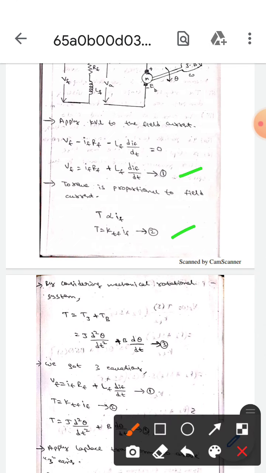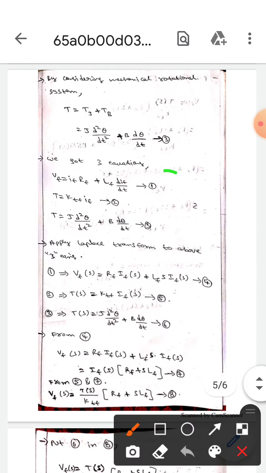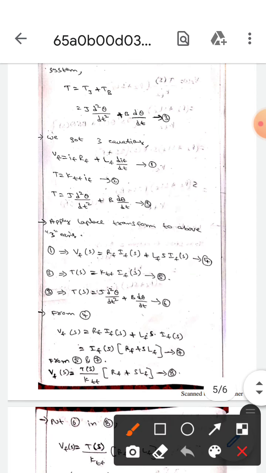From these three equations, we will apply the Laplace transform. We wrote here the above three equations, and we will apply the Laplace transform to them. If you apply the Laplace transform to the first equation, then we will get Vf of s equals Rf into If of s plus Lf into s into If of s. That will be equation 4. Whereas in equation 2, if you apply the Laplace transform, then we will get T of s equals KTF into If of s. Let it be equation 5.